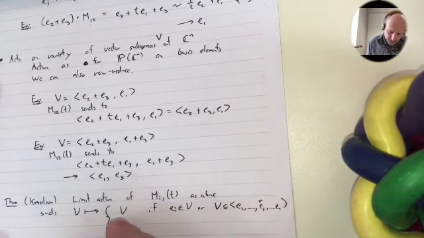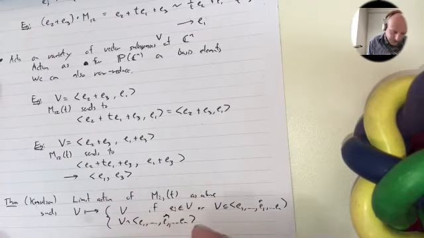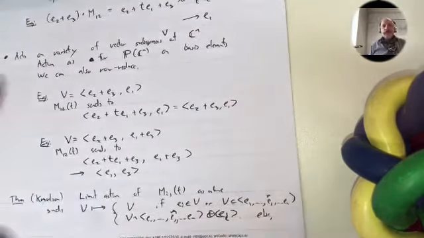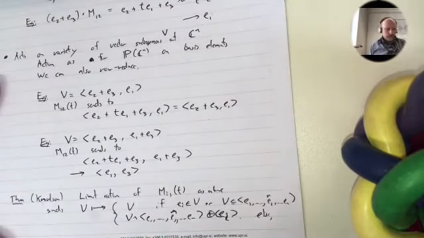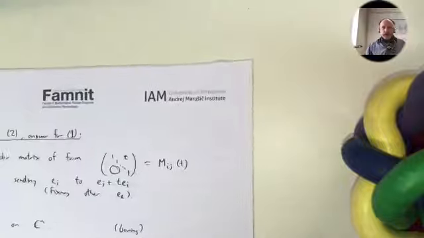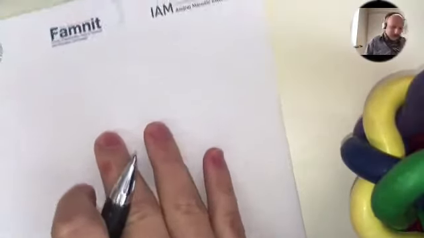Or it sends it to V intersect E1 through missing EJ up to EN plus EI. Okay, so in the last few minutes, I get to tell you what I did.